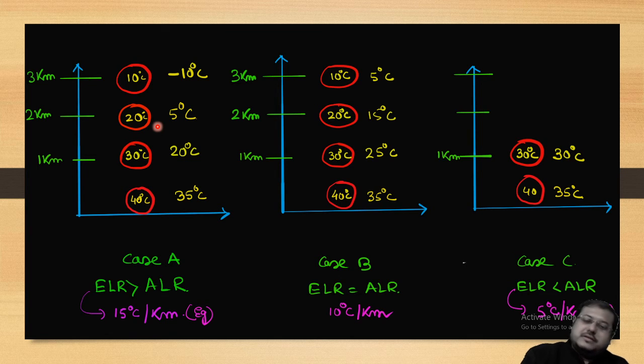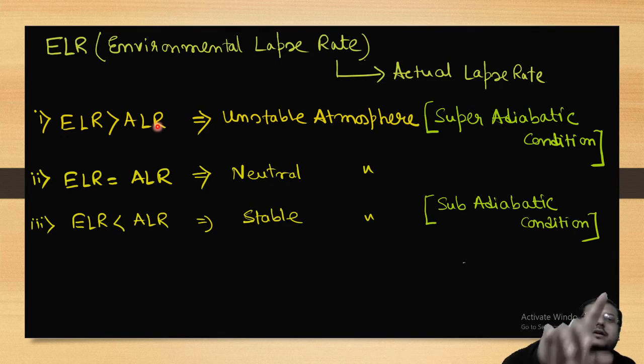Case A is best, case C is what? Worst. So what is the best situation? When ELR is greater than ALR, meaning super adiabatic condition.